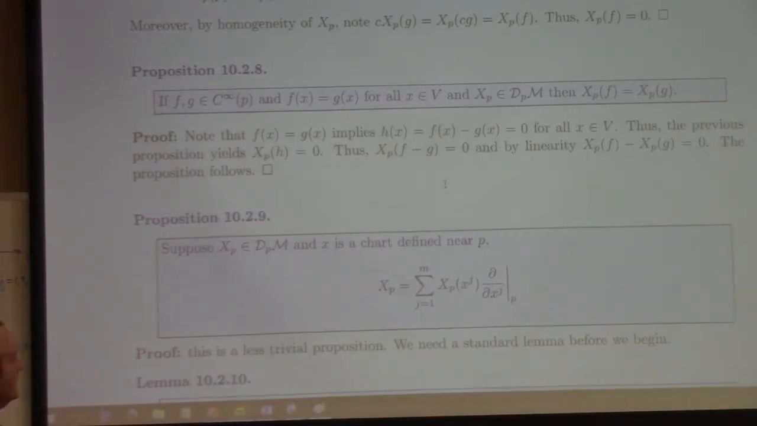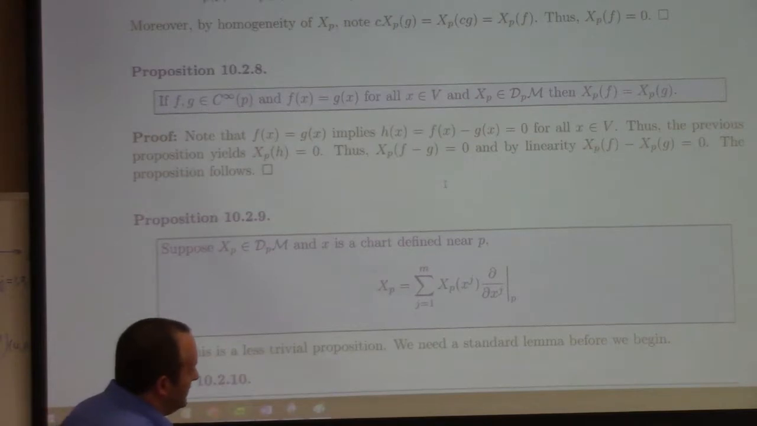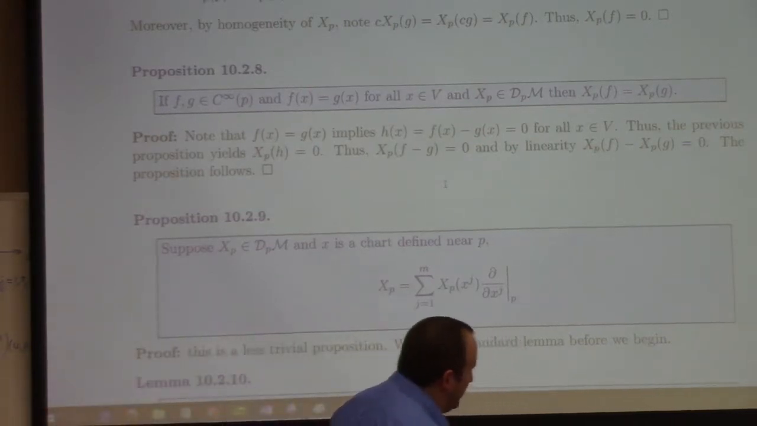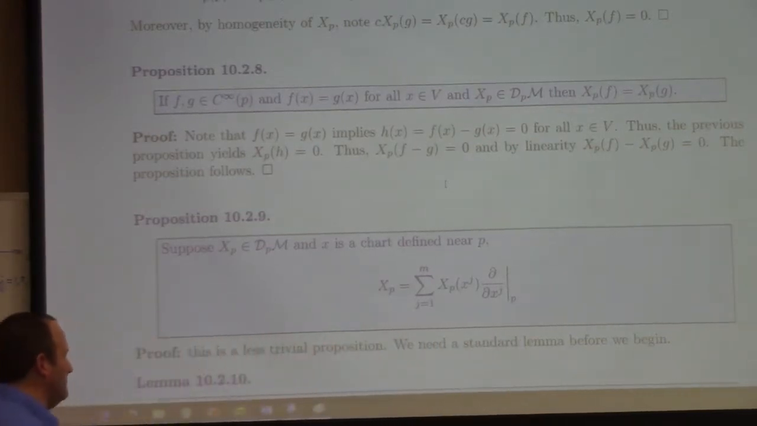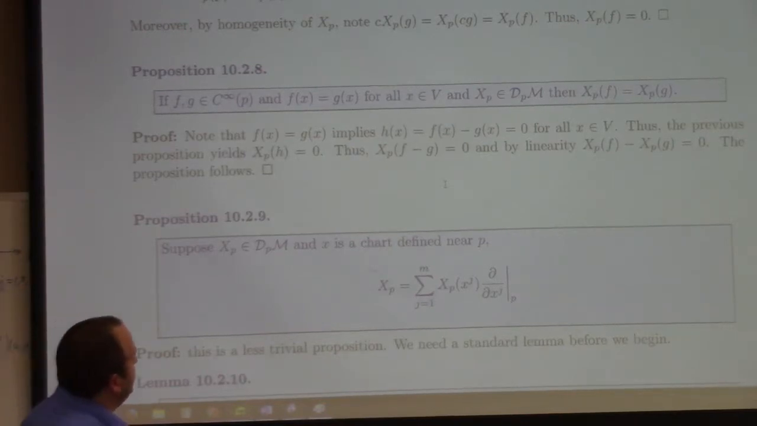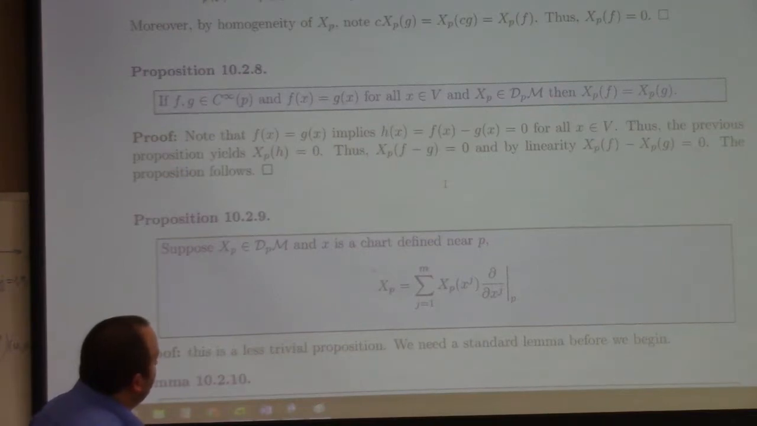So this is the big theorem. I just never get as far as I want to, do I? I just have to come to terms with this. So proposition 10.2.8 says that if we have two functions that are equal for all x in some V, and I think V should be an open set about P, right?